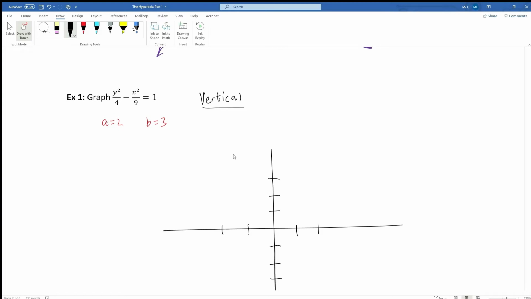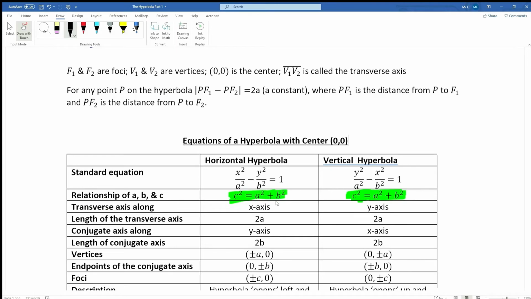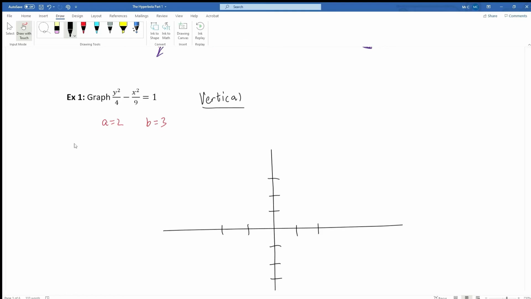Now I do want to find c. So remember, in this case, c squared is actually a squared plus b squared. So let's go ahead and solve it. Let's write that out fully. c squared is a squared plus b squared. So c squared is 4 plus 9, which is 13. So c is the square root of 13. So that makes c a little bit bigger than 3 and a little bit smaller than 4.